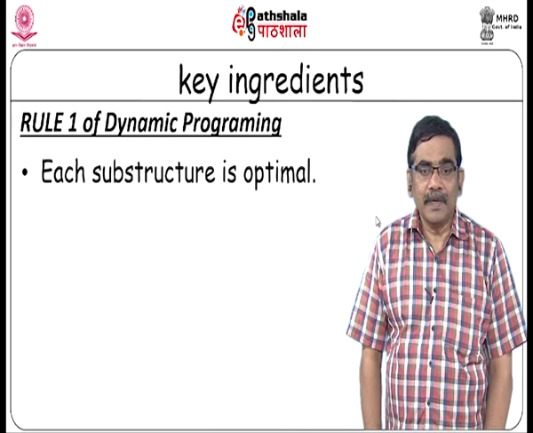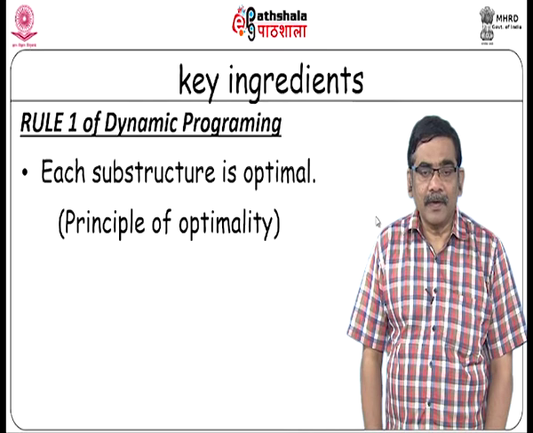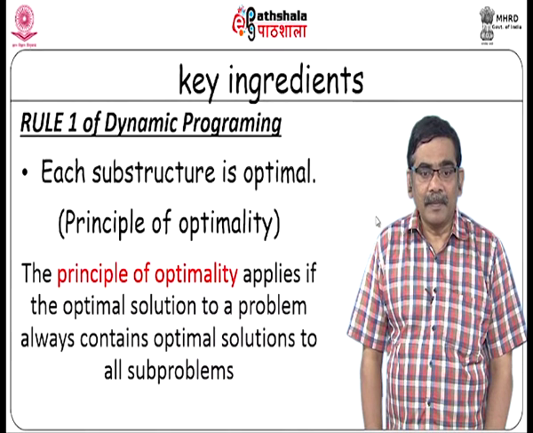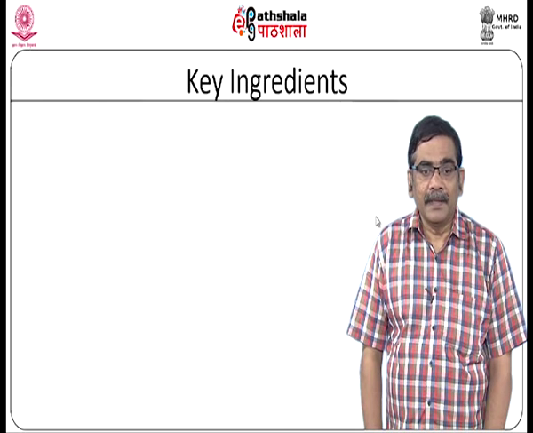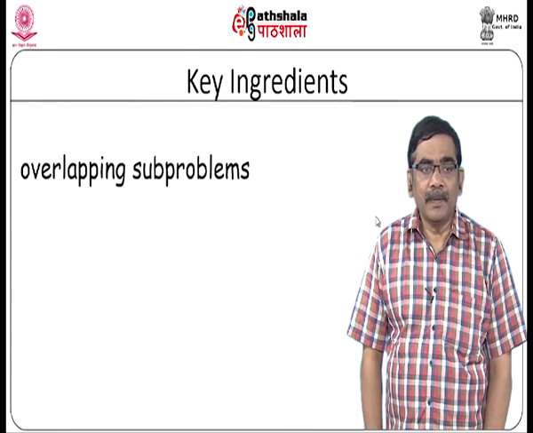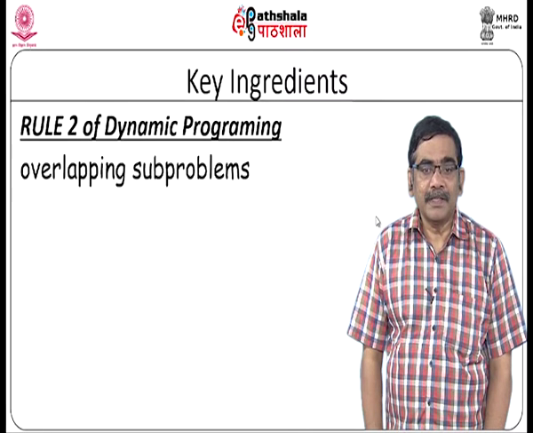So, the rules we have seen, each substructure is optimal. Principle of optimality, we stress that any solution to the given problem contains a solution for problems that are contained in that. Then all the problems that are involved are overlapping problems. These are not independent as in divide and conquer strategy.